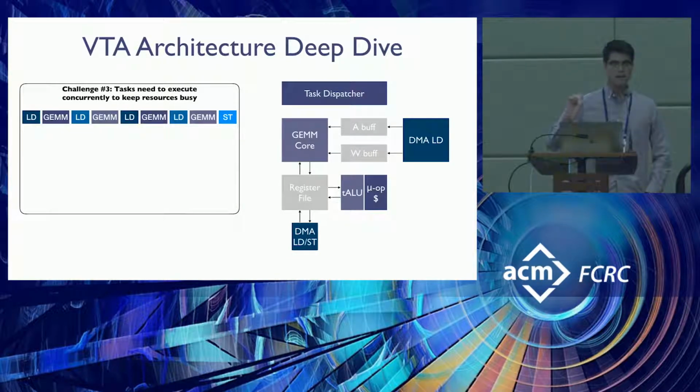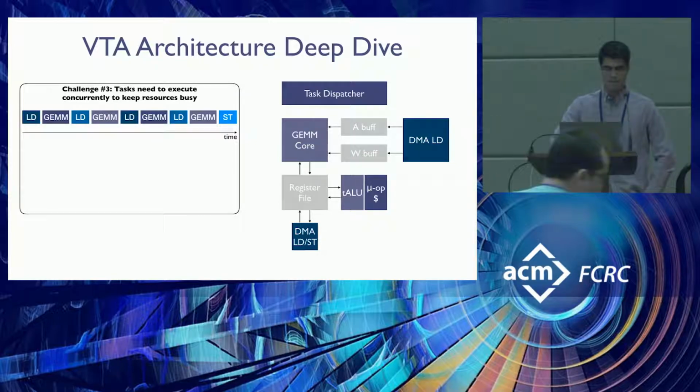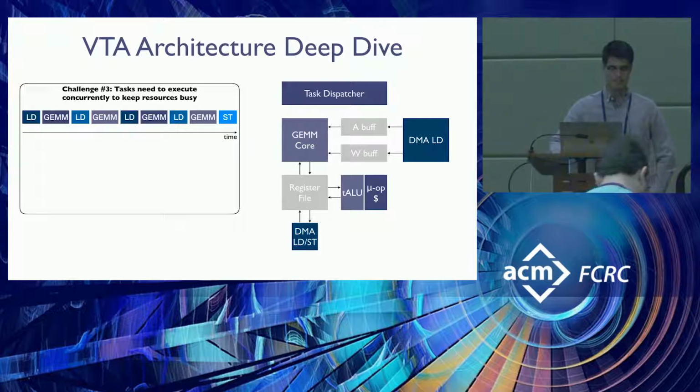Now we're going to talk about something that is a little more subtle: how do you schedule those tasks? We have this task dispatcher, and a naive way to schedule those tasks is to perform one operation at a time. You do a load operation, then a matrix multiply operation, and you essentially alternate between those. But over time, you're underutilizing your resources.